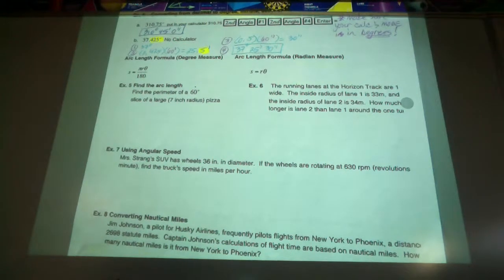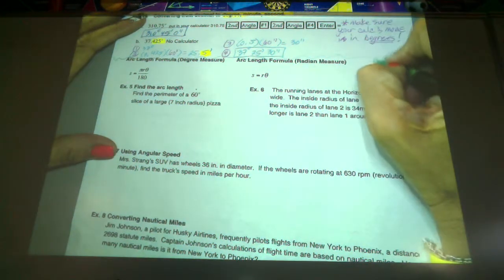Let's look at the second half of 4-1. It's our word problems. So this is our day 2.